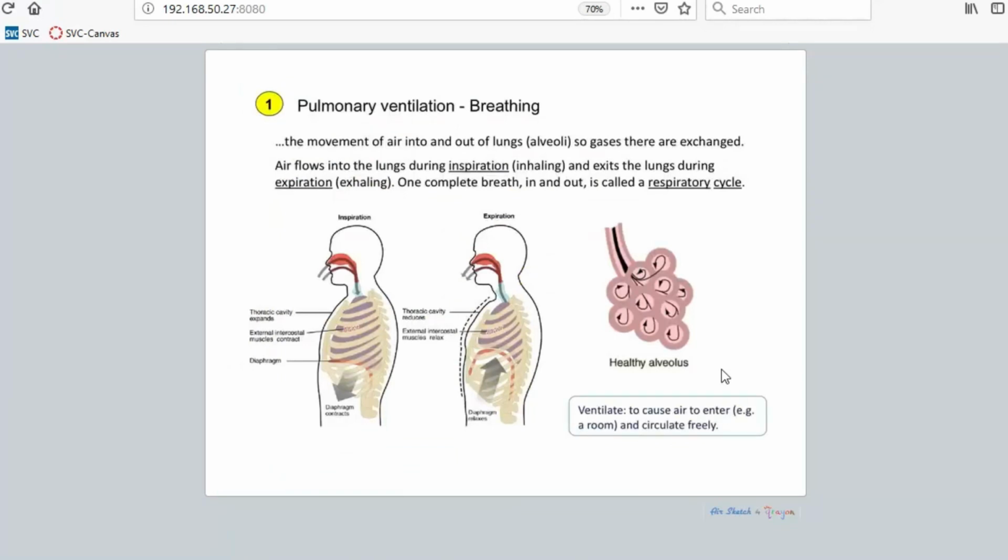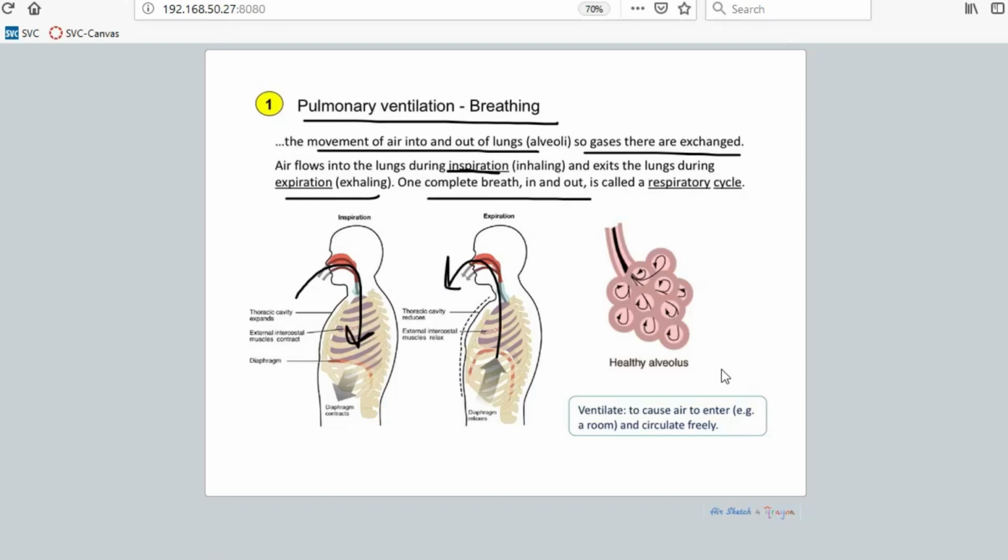All right, so we're going to spend the first part here talking about pulmonary ventilation, or breathing. And like I said, pulmonary ventilation is the movement of air into and out of the lungs so we can exchange gases there. So what happens is that during inspiration, air is going to flow into the lungs. And then during expiration or exhaling, air is going to flow out of the lungs. And one complete breath is called a respiratory cycle there. And again, what we're doing is we're moving air down into these alveoli, and then that air moves out of the alveoli.